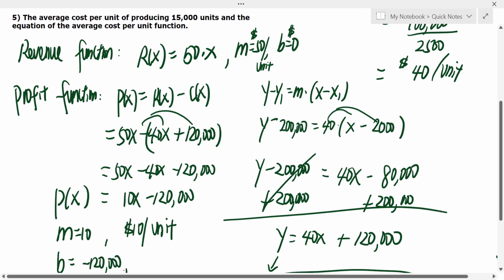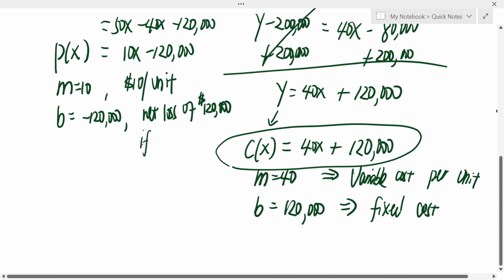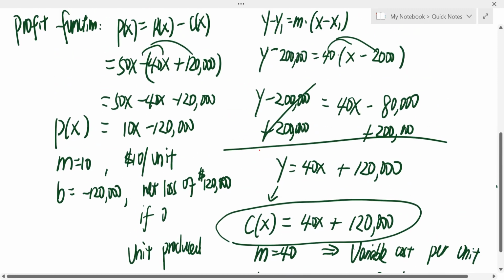And the y-intercept b equal to minus 120,000. Meaning, if there are 0 units produced or sold, then the net loss is $120,000 if 0 units produced. Okay. So that's all 3 different functions here.